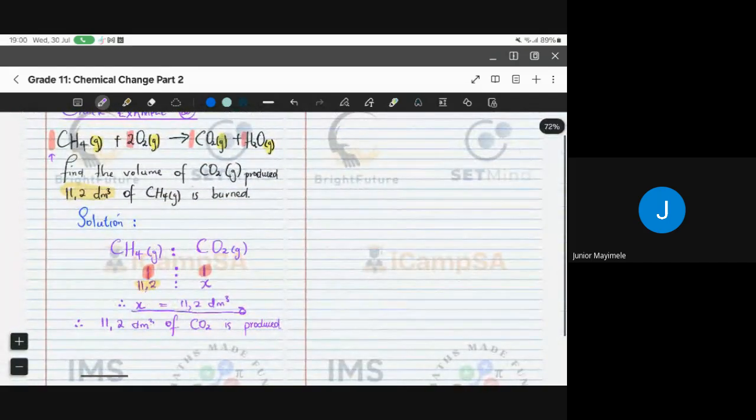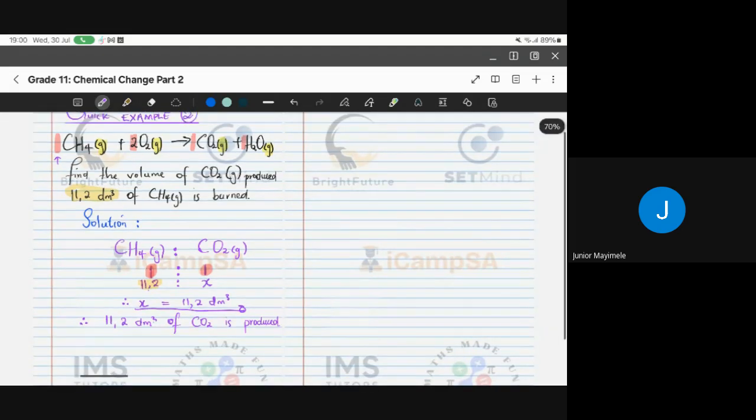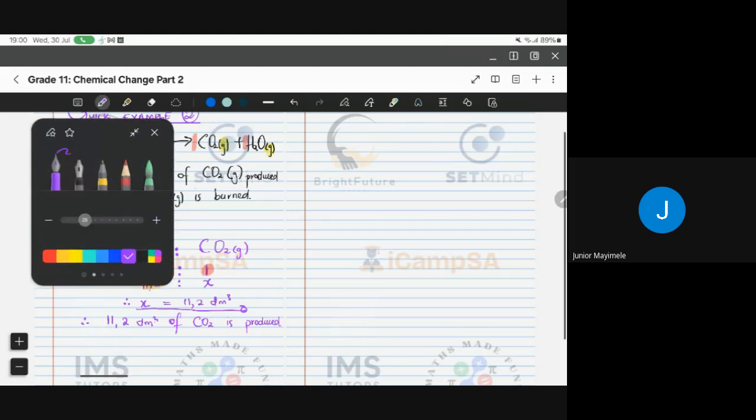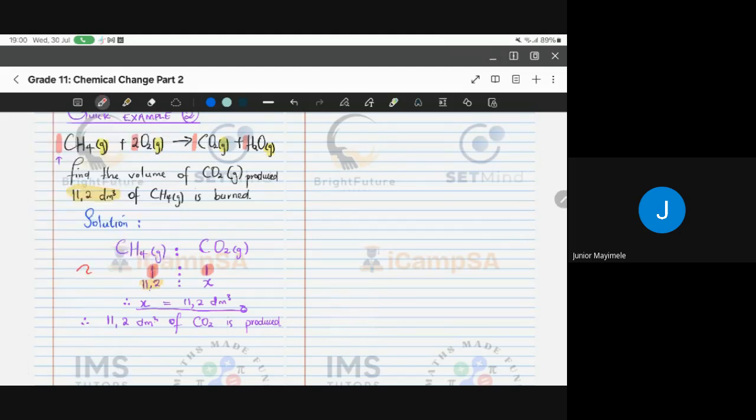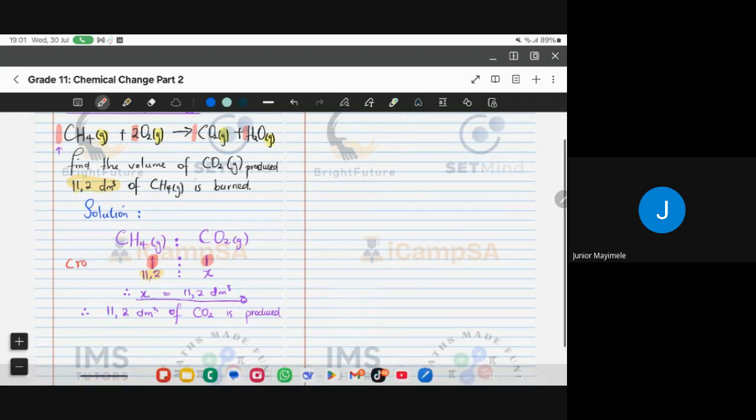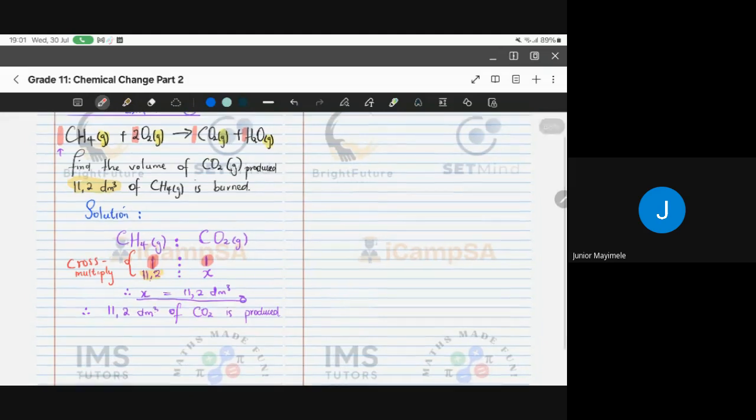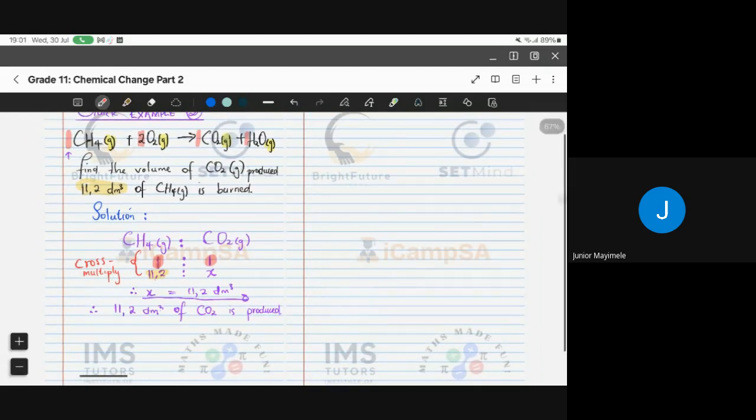Now, this is what you would get. You can find any volume, actually. It can be any volume. It'll still be applicable. Let me make sure here. I'll just say cross multiply. You guys can have a mental note there. Cross multiply. Yes, cross multiply there.